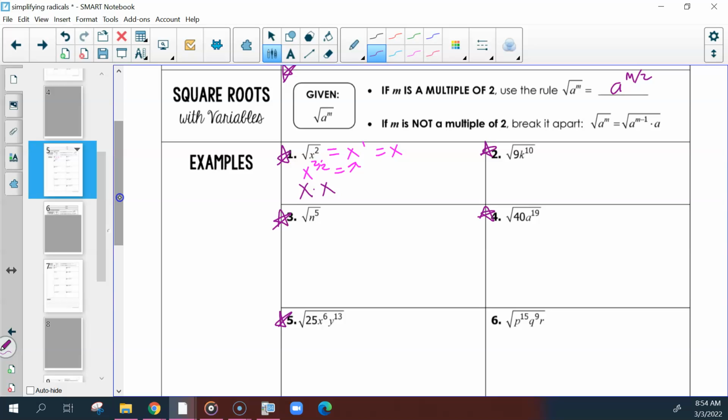So if we have 2 x's, think about our square roots when we were factoring and we were looking for pairs. If we have a pair of x's, those get to come out, and there would be nothing left on the inside.